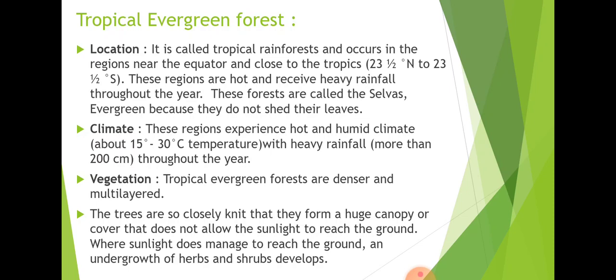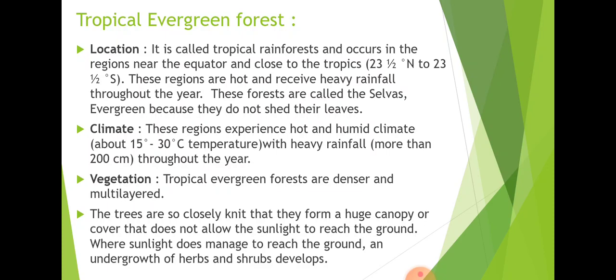Evergreen forest or evergreen trees are what? The trees which do not shed their leaves and appear green, always green, throughout the whole year. So they are considered the evergreen forest. And the trees which shed their leaves for a specific time period are considered deciduous forest. Now let us start with the tropical evergreen forest.